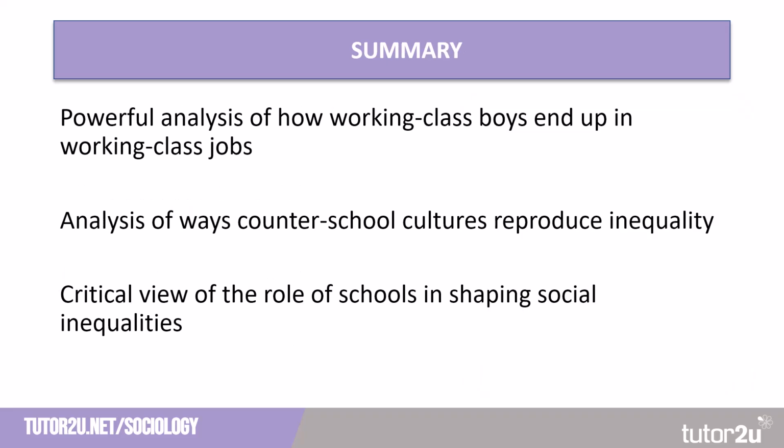Paul Willis's Learning to Labour provides a powerful analysis of how working class kids end up in working class jobs, despite their resistance to the school system. By studying the lads and their counter-school culture, Willis highlighted the complex ways in which education can reproduce social class inequalities. Although his work has faced criticisms, it remains an influential text in sociology, encouraging us to think critically about the role of schools in society.